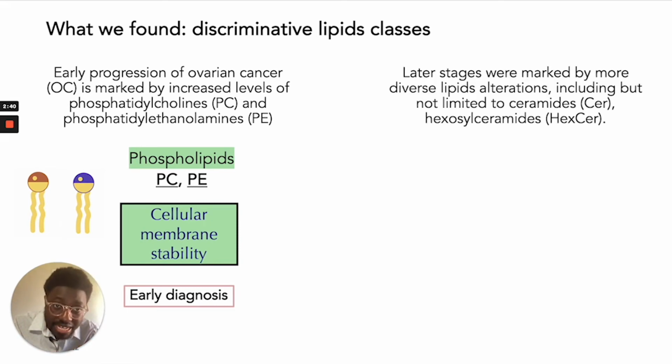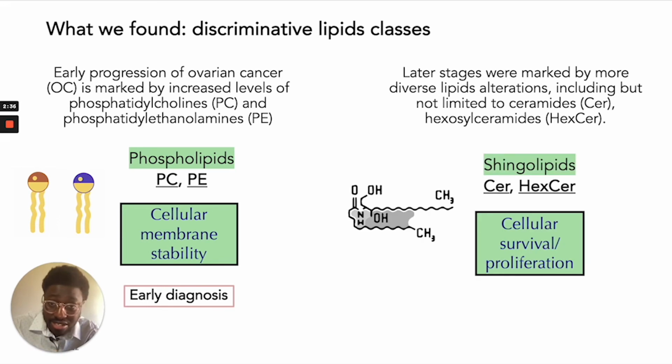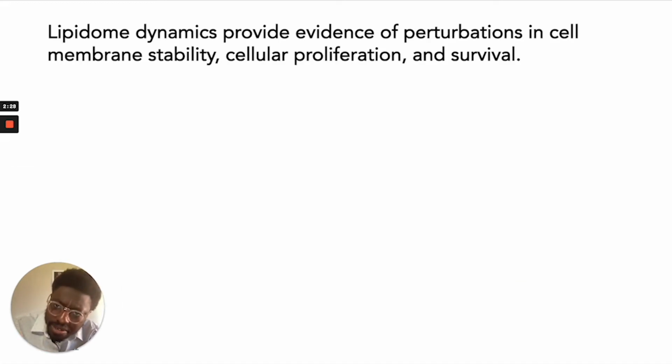Later stages are marked by more diverse lipid alterations, importantly ceramides and hexosylceramides, because they are important in cellular survival and proliferation. So in summary, lipidome dynamics provide us with evidence of perturbations in cell membrane stability, cellular proliferation, and survival.